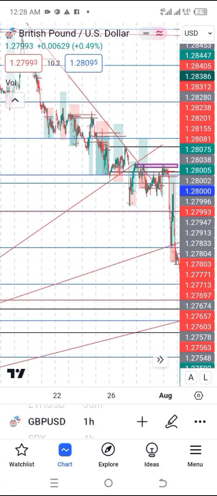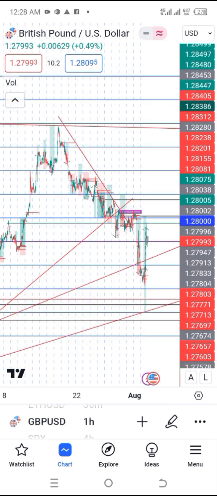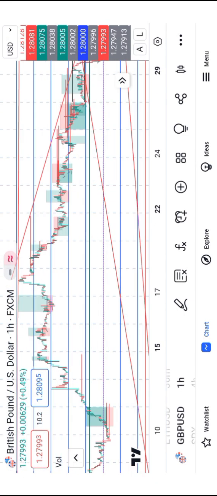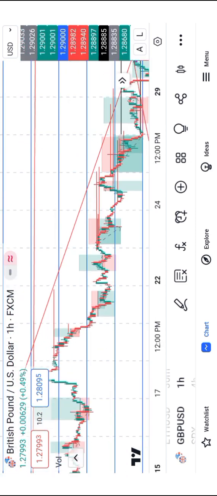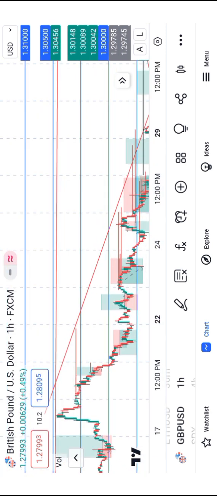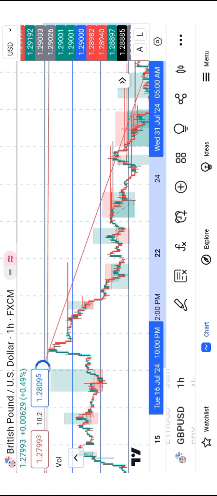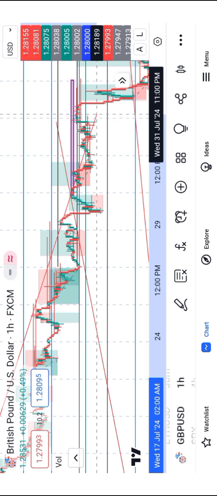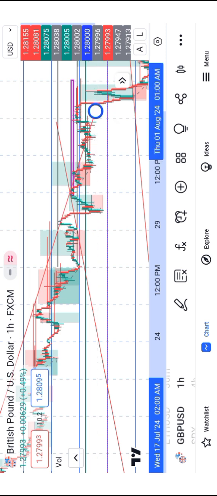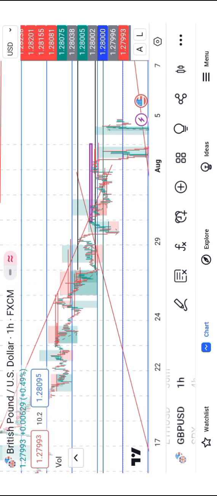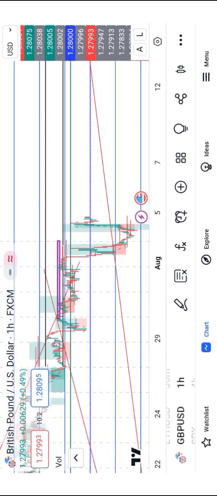So if the market is coming all the way from this high, guys, if this market is coming all the way from this high, then now it has gotten to a trend line and a psychological level altogether.